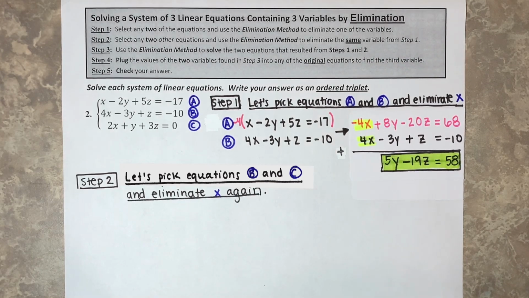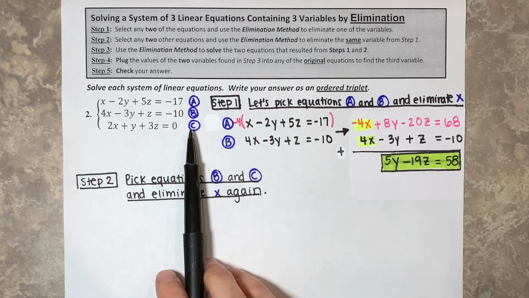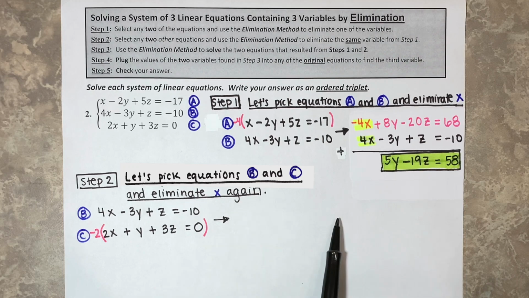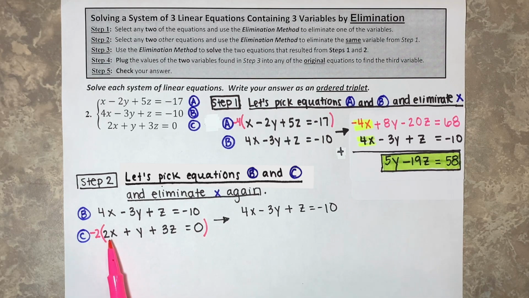So I'm going to start by copying down equations B and C. And to eliminate x, we need the x's to have matching but opposite coefficients. So to accomplish that, let's multiply this bottom equation by negative 2, because then we would have positive 4x and negative 4x. I'm going to start by copying this top equation over here. Now let's multiply all terms in this bottom equation by negative 2.